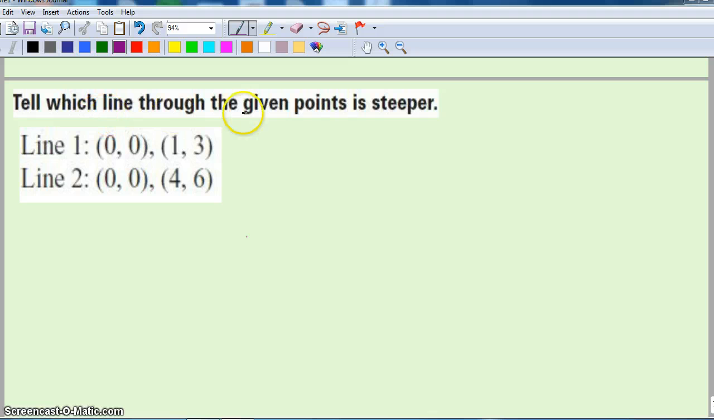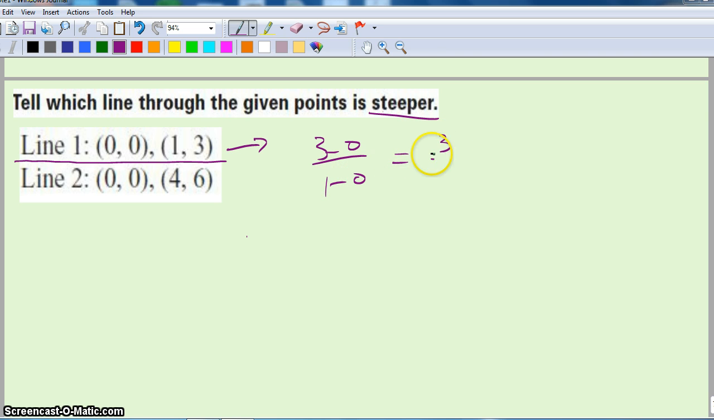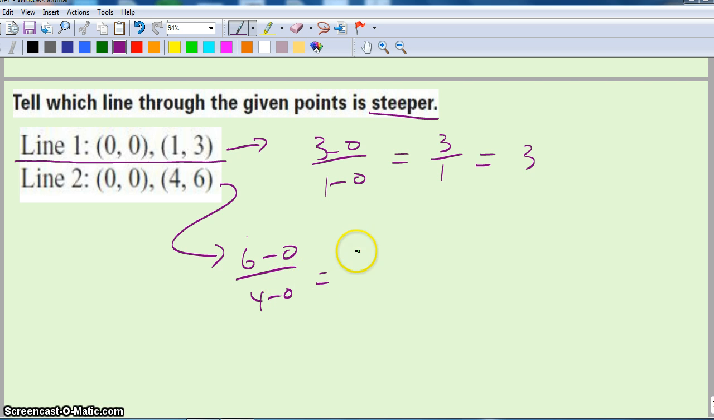Alright, tell which line through the given point is steeper. So again, two lines, you need to do two slopes. Use the formula from before, plug in the numbers, label x1, y1, and do the work. And see if you get what I'm getting. For line 1, I'm going to get 3 minus 0 over 1 minus 0, which is 3 over 1, which is 3. For line 2, you're going to get 6 minus 0 over 4 minus 0, which is 6 over 4. And you can reduce that to 3 over 2.